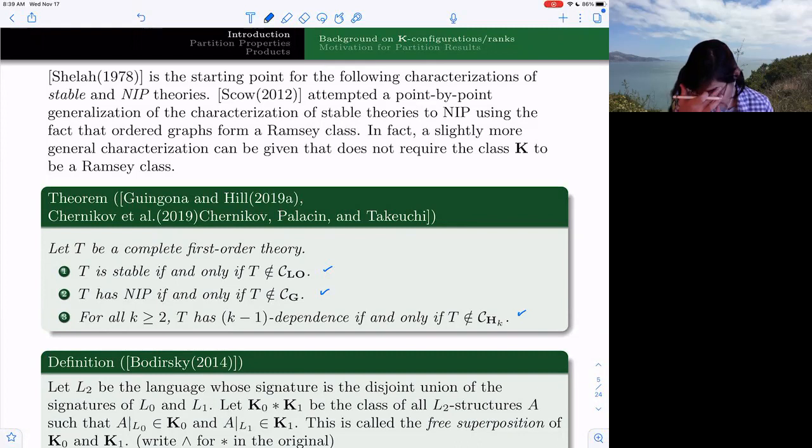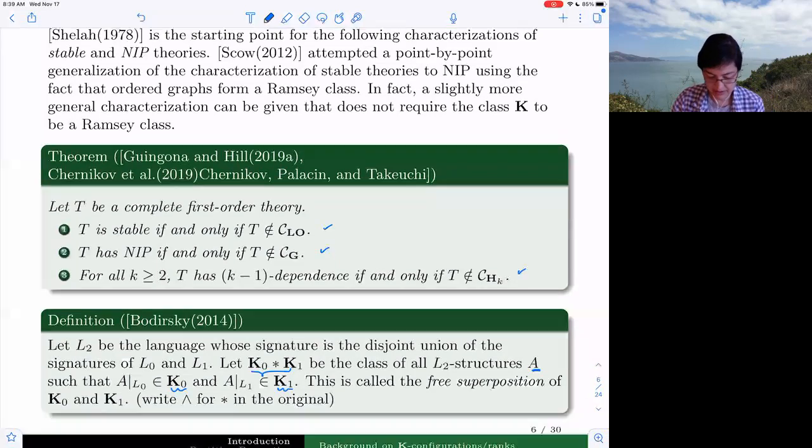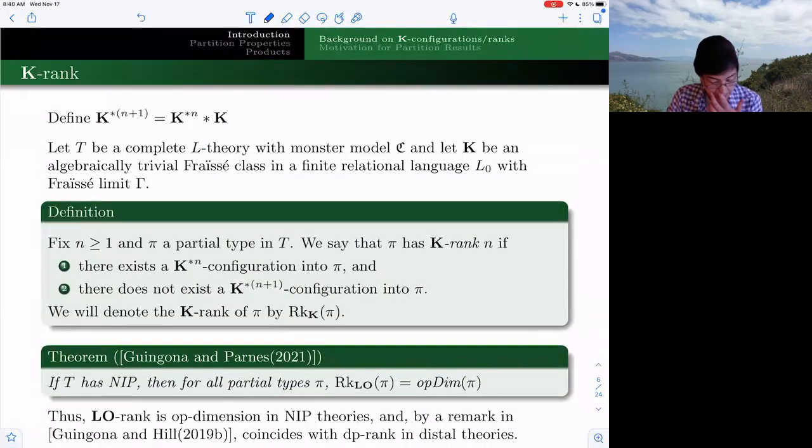Okay, and so just to give some idea of why they were looking for new ages. They were looking at this free superposition defined in Bodirsky's work. It's basically the structures that reduct to something in this class and something in this class. Such a structure is a free superposition of those two reducts for some bijection between them. And so they had looked at creating a rank from this.